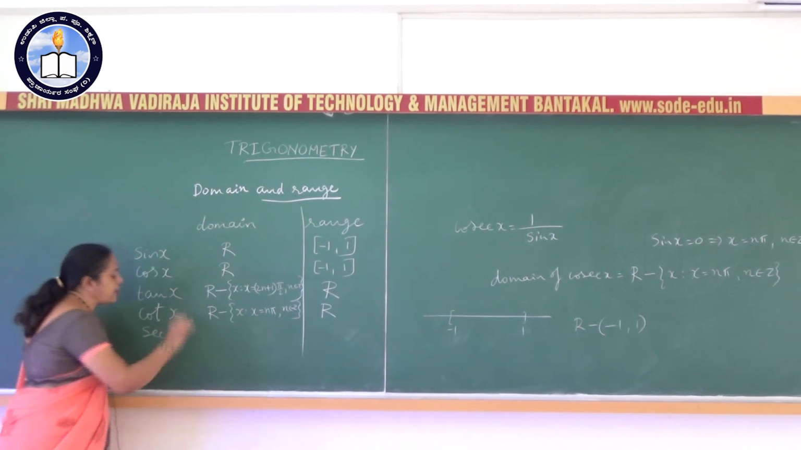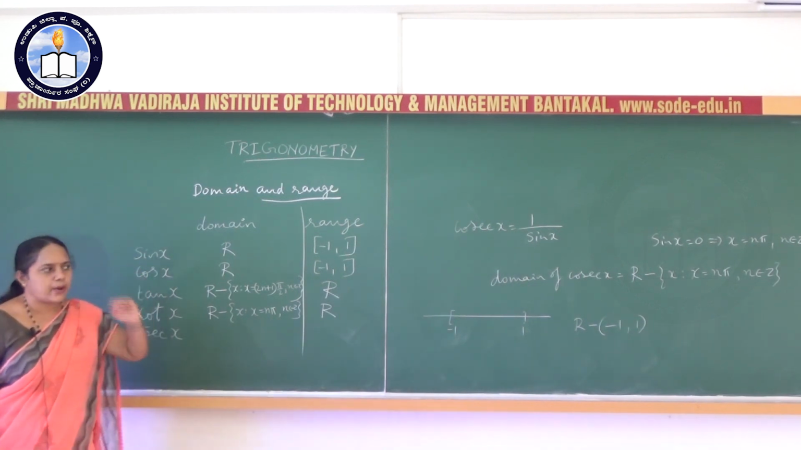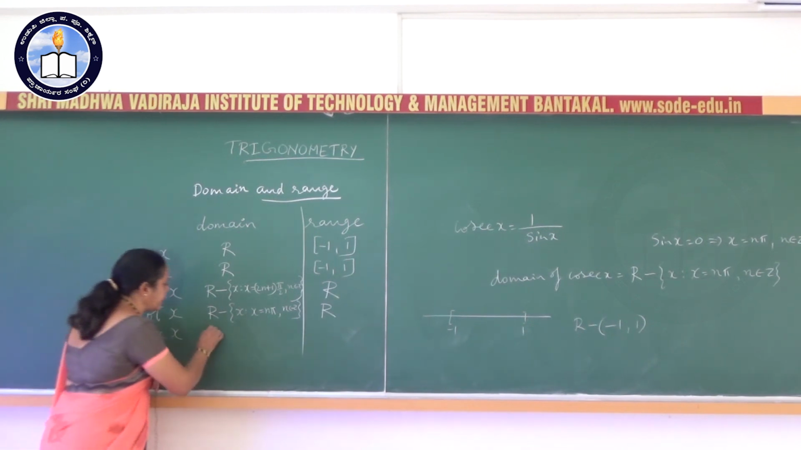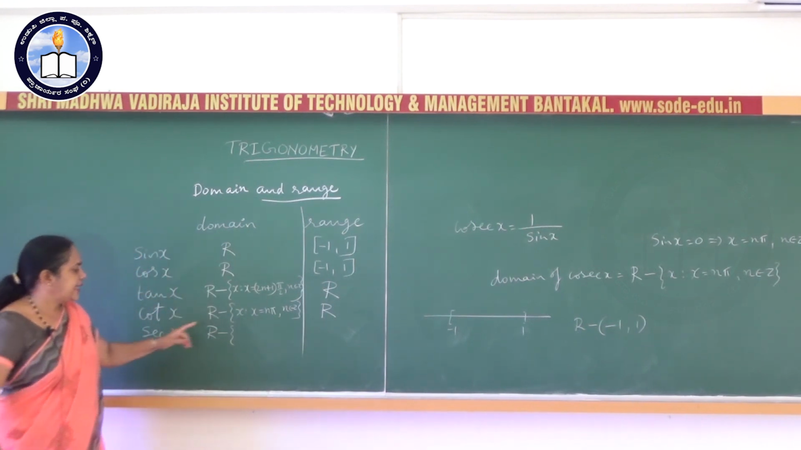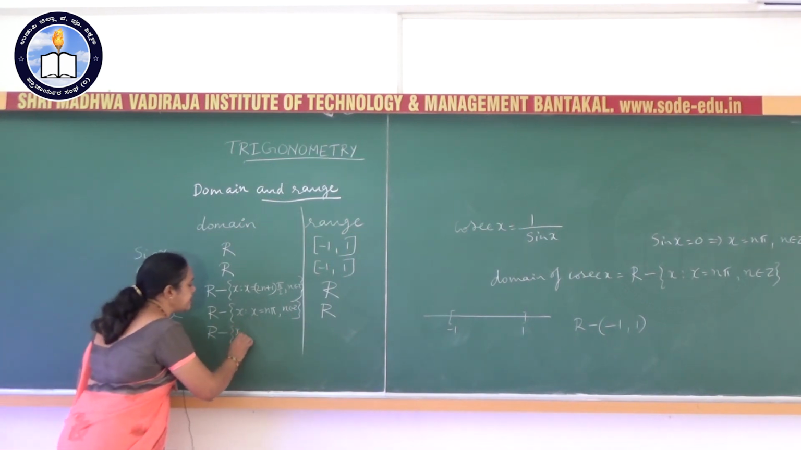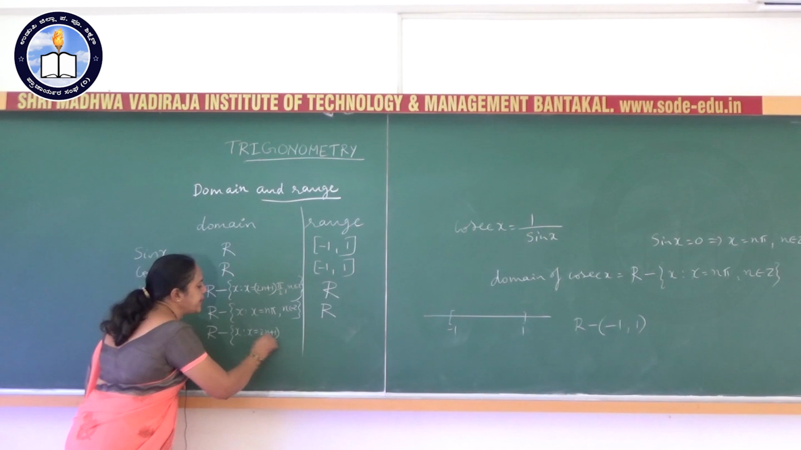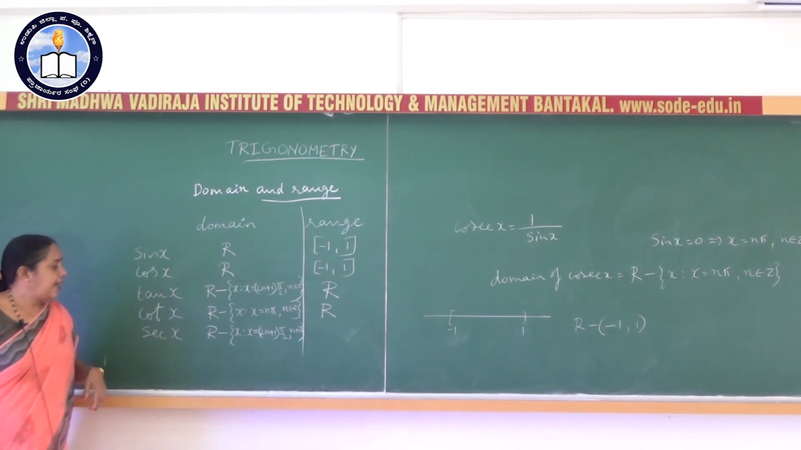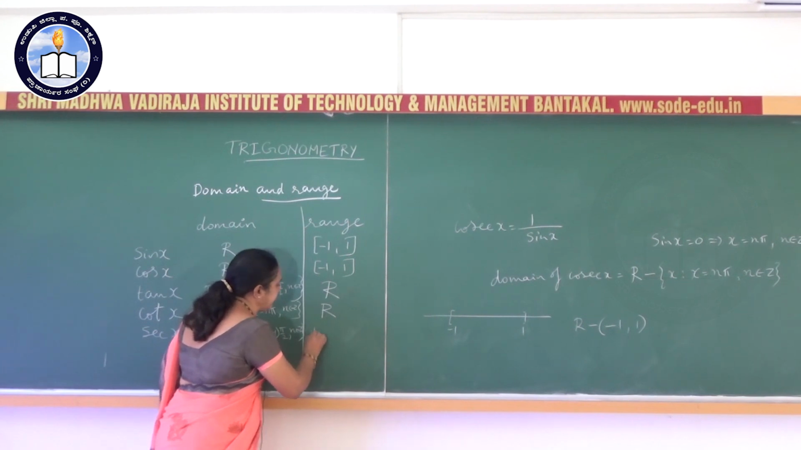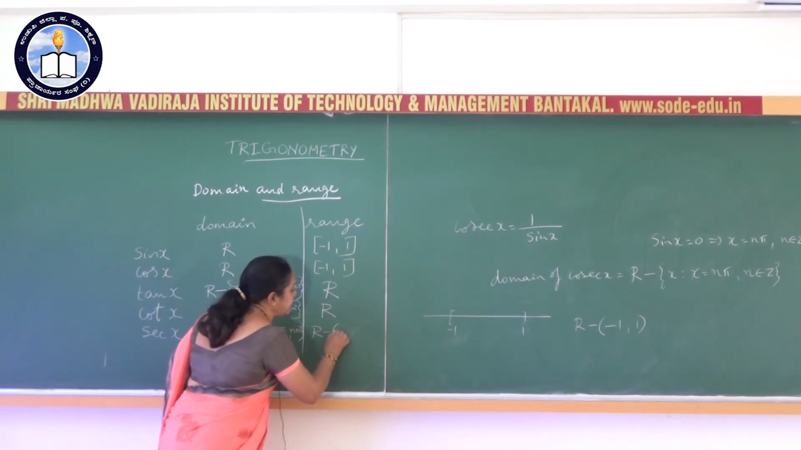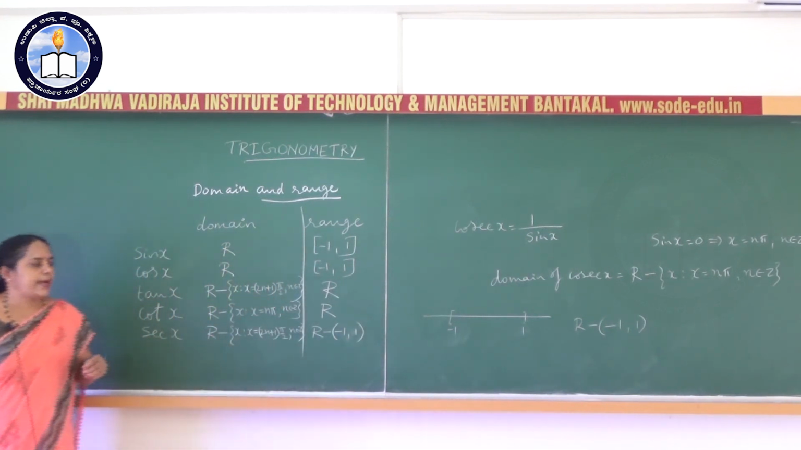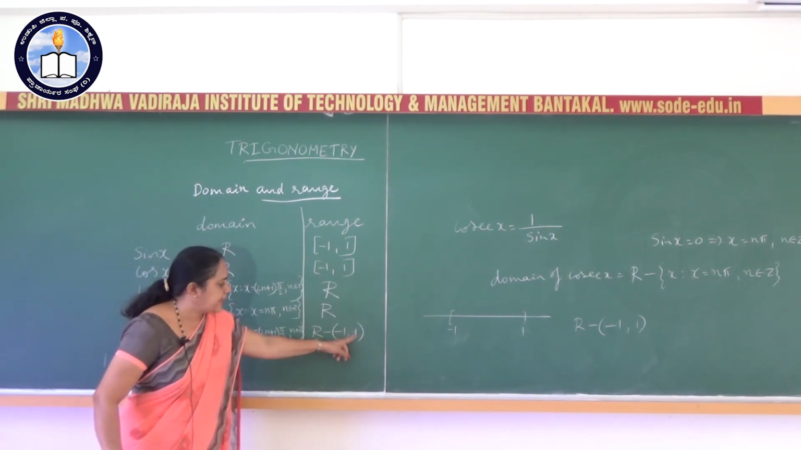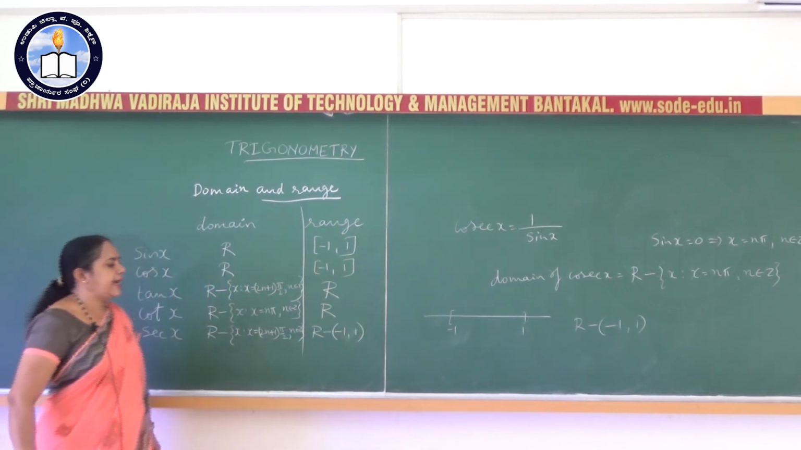What are the domain and range of secant x? Secant x is equal to 1 by cos x. So secant x is defined for all x except where cos x is equal to 0. Therefore, the domain of secant x is the set of all real numbers except the real numbers x, such that x is equal to 2n plus 1 into pi by 2, where n is an integer. And the range of secant x is the set of all real numbers except the real numbers in between minus 1 and 1. So it should be R minus the open interval minus 1 and 1.